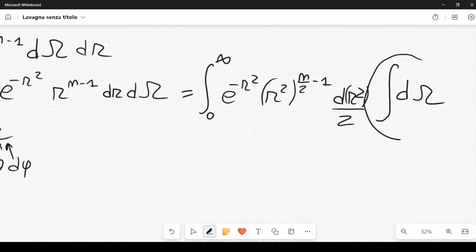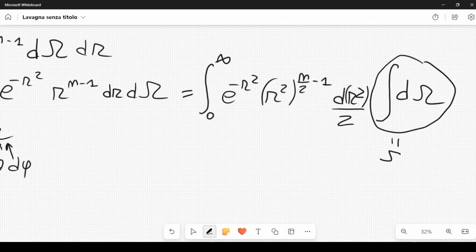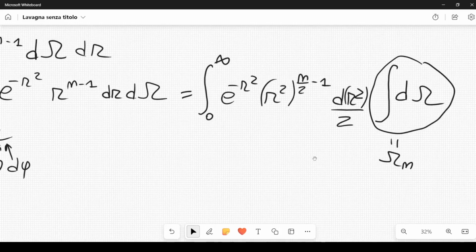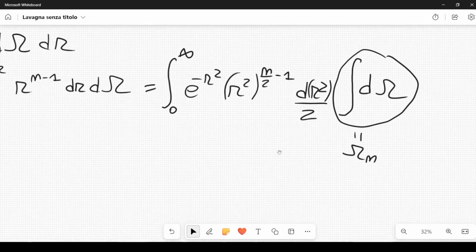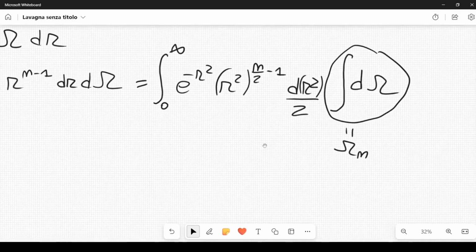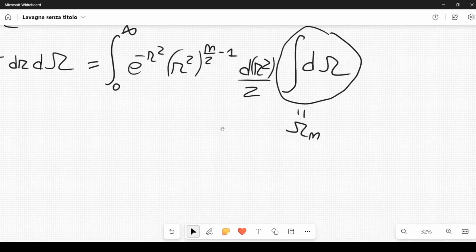And we can define this integral here to be omega sub n. So this is the solid angle that we have in n dimensions. We can call it omega sub n. It's not so important how you label it. You just have to understand what that means. Now, at this point, we can use the definition of the gamma function in mathematics.